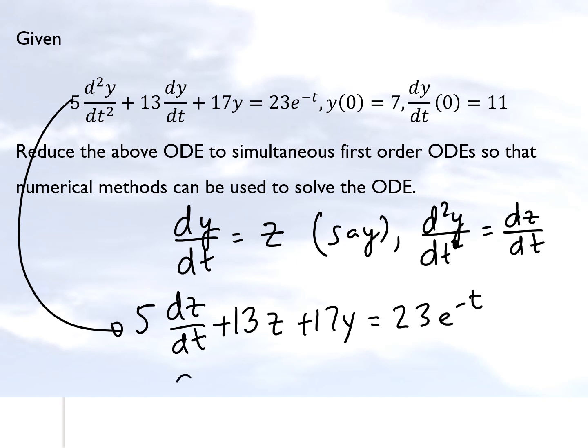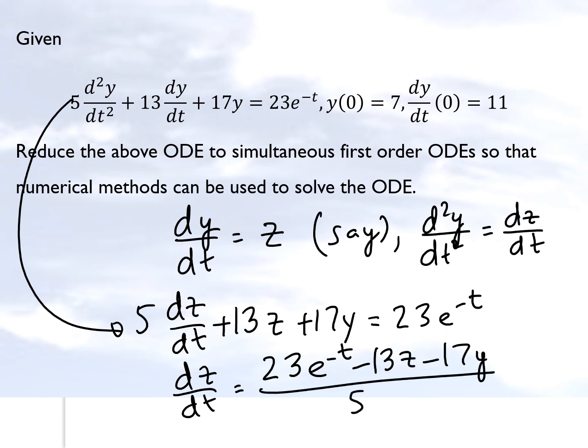Now we can say dz/dt can be rewritten as 23 e to the power minus t, taking 13z to the right side, taking 17y to the right side, and dividing by 5. If we are going to rewrite it like this, we also have to have a corresponding initial condition on it. The initial condition will be on z. A common misconception among students is that it should be on something else, but it should be on the dependent variable which you have here. So what was z sub 0? z sub 0 is dy/dt at 0, and that is equal to 11. That becomes our first order ordinary differential equation.